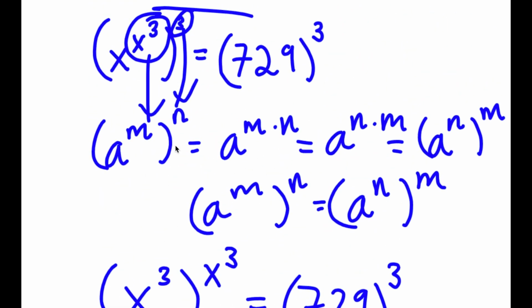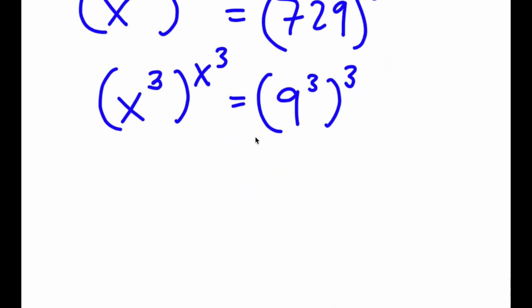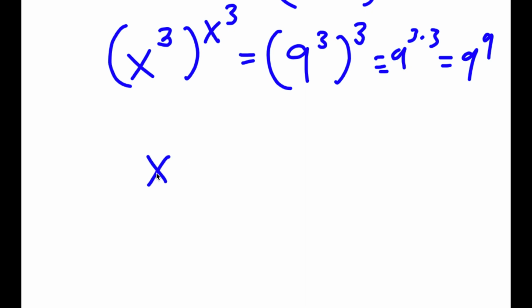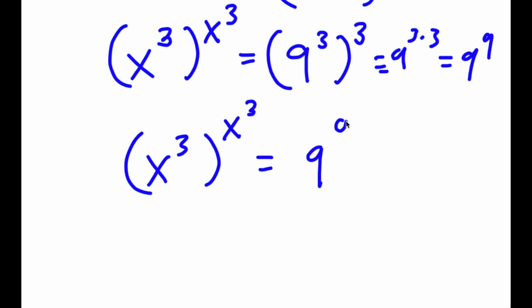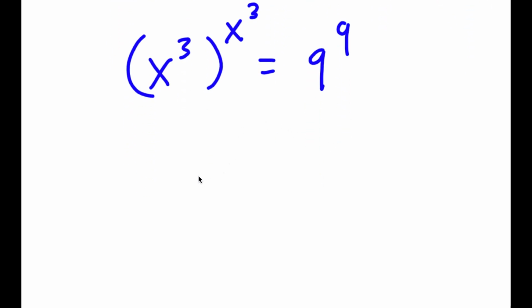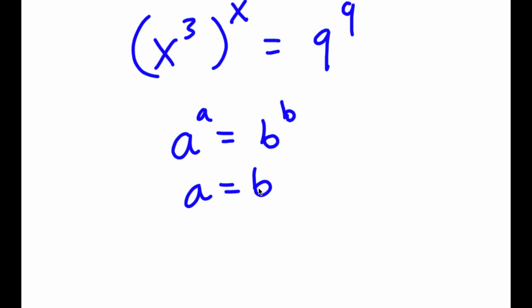And remember again, if I have something in the form a to the power of m to the power of n, this is equal to a to the power of m times n. So 9 to the power of 3 to the power of 3 is going to equal 9 to the power of 3 times 3, which is equal to 9 to the power of 9. So now I have x to the power of 3 to the power of x to the power of 3 is equal to 9 to the power of 9. And now if I have something in the form a to the power of a is equal to b to the power of b, this means that a is equal to b.